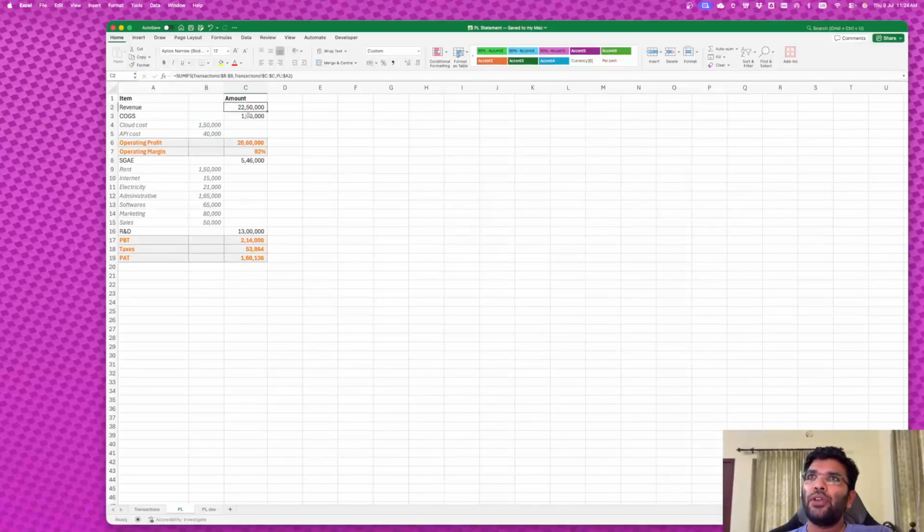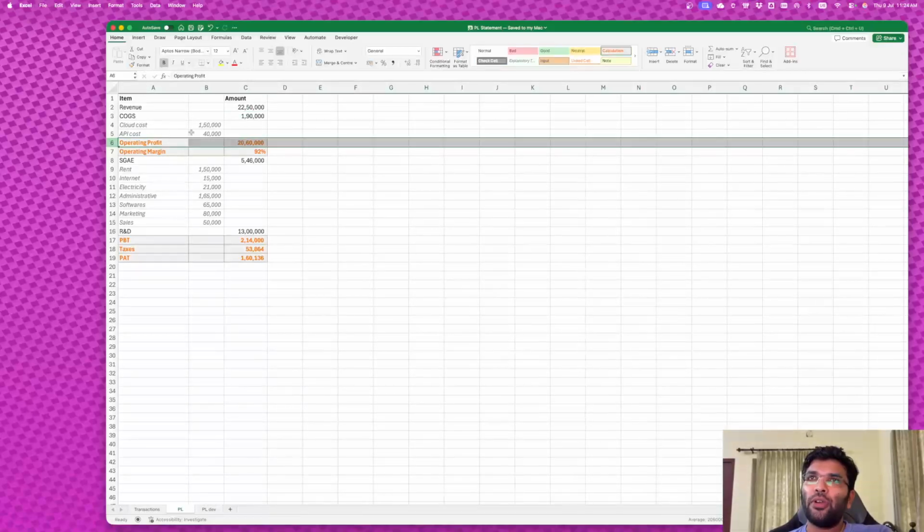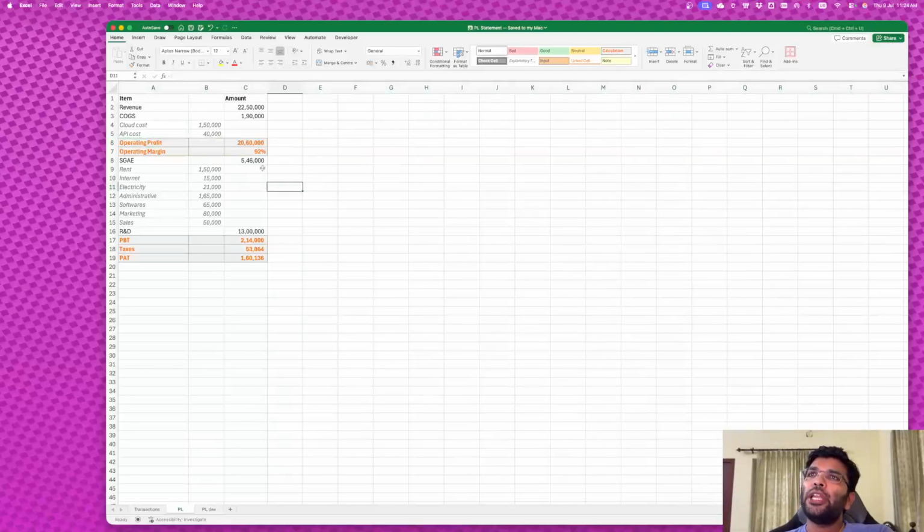You have your revenue, you have a cost of goods sold, and if you subtract it, what you get is called operating margin, operating profit, from your very basic operations. We'll talk about other expenses later. And your operating margin is your profit expressed as a percentage. This company has a very healthy operating margin of about 92%, which is typical of SaaS companies. You're left with this 20 lakh to run the rest of your company.